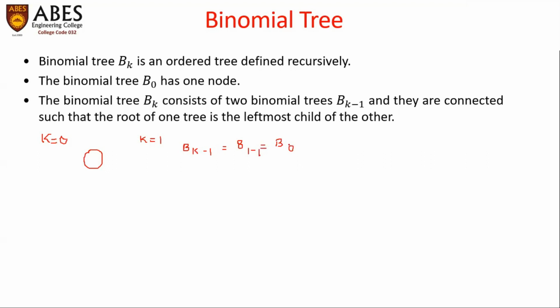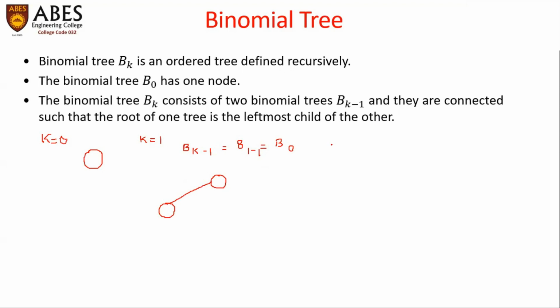This means for the binomial tree of order 1, we have two binomial trees of order 0. So we'll draw two binomial trees of order B0, and both of them are connected in such a way that one is the left child of the other. So this is the basic representation of your binomial tree.